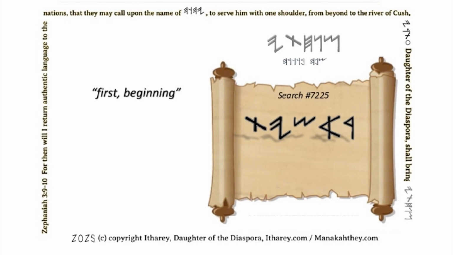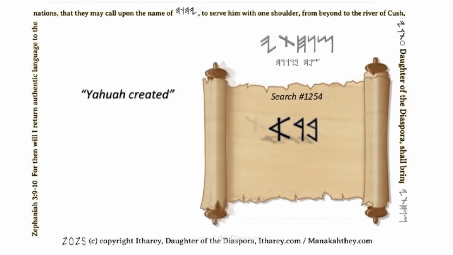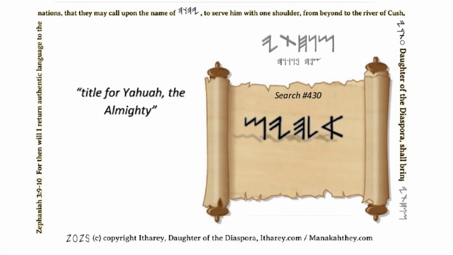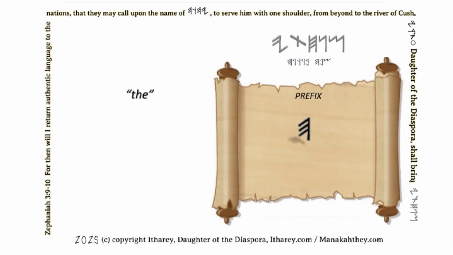The next word is BaRaASheyTh, translated as beginning or first. The next word is bara, translated as created. The next word is Elohim, translated as the title of Yahweh, but I would translate it as Almighty. We'll talk more about this word as much as we can, and other meanings. The next word is a symbol, and it's translated as the. It's ha, and it is a prefix to other words. It's very common in the scriptures.